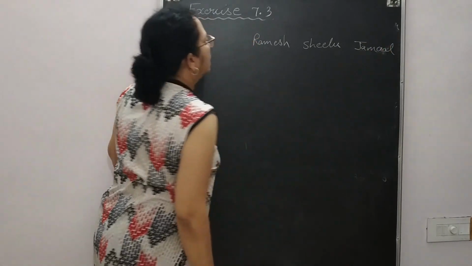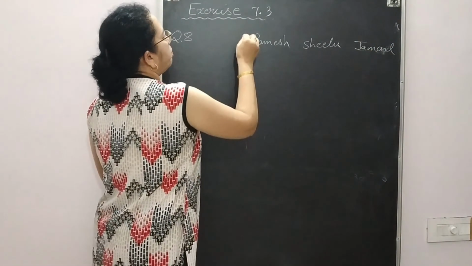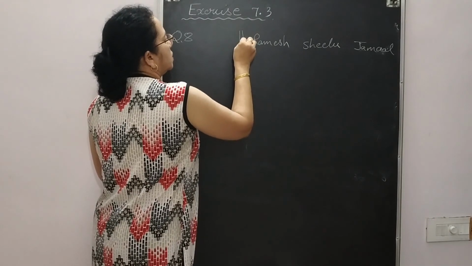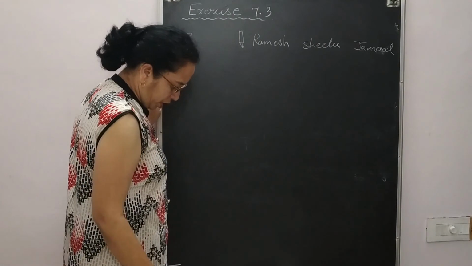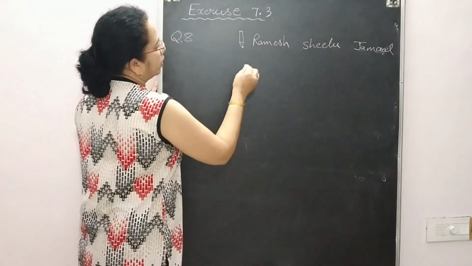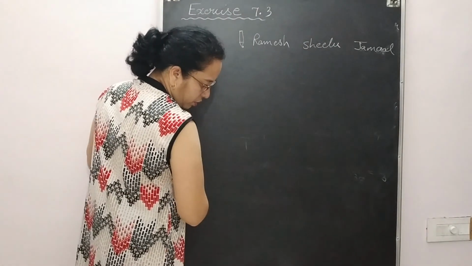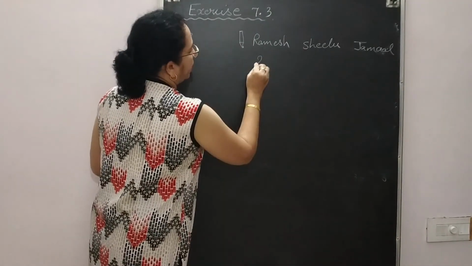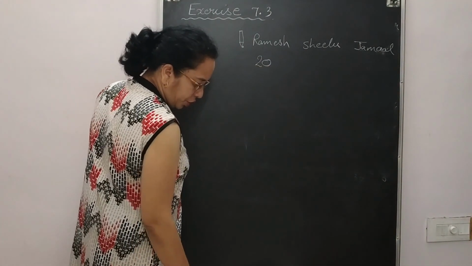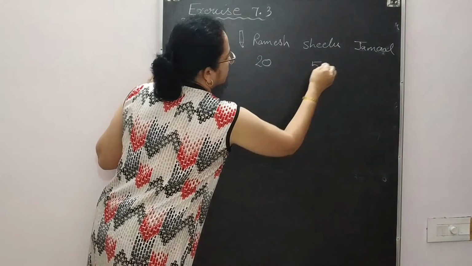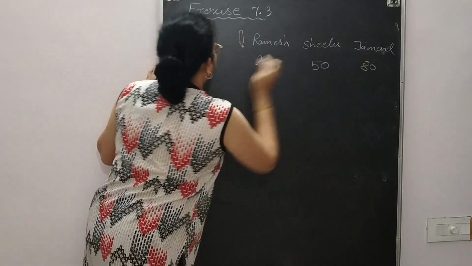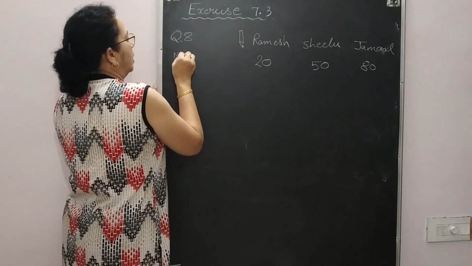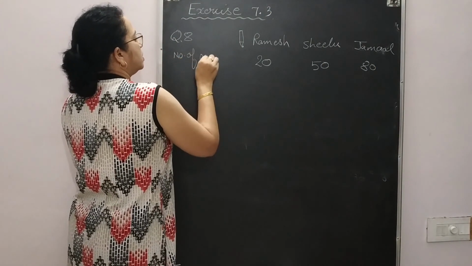So these 3 persons are having pencils. How many pencils do they have? Ramesh had 20 pencils. Shilu had 50 pencils. And Jamal has 80 pencils. So let me write down here the number of pencils they had.